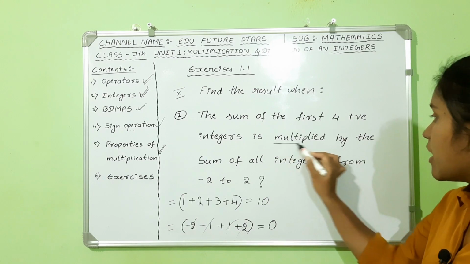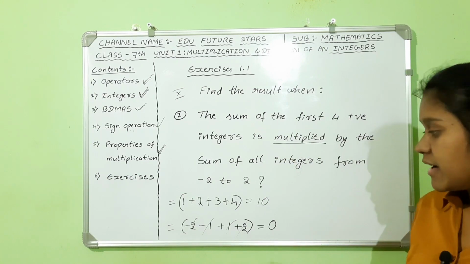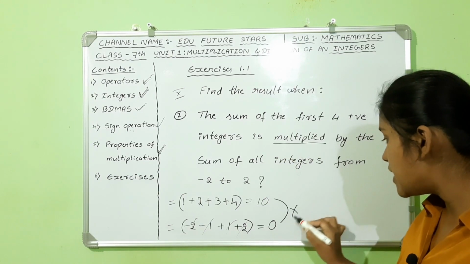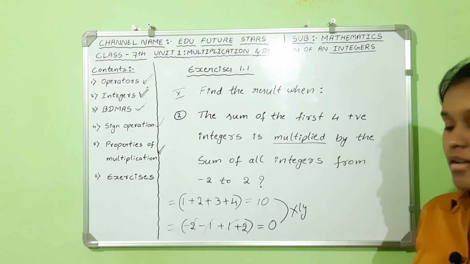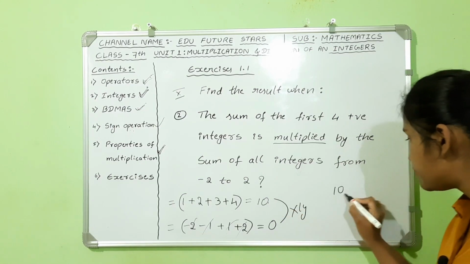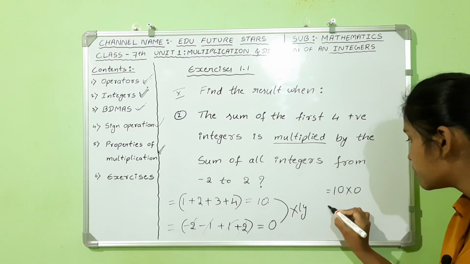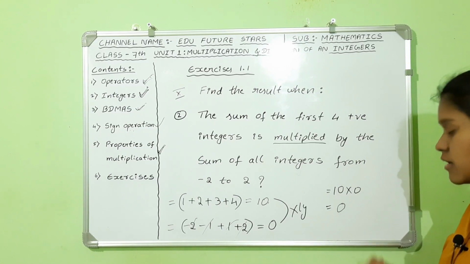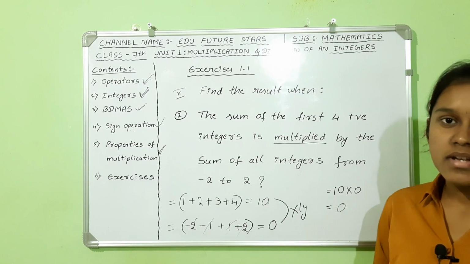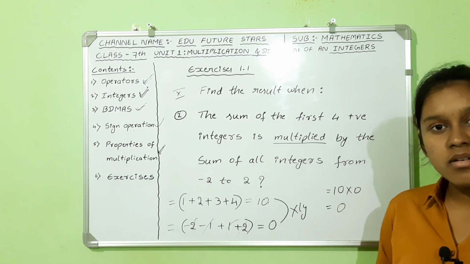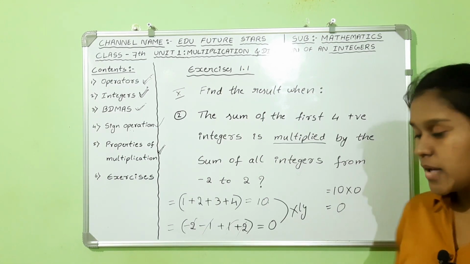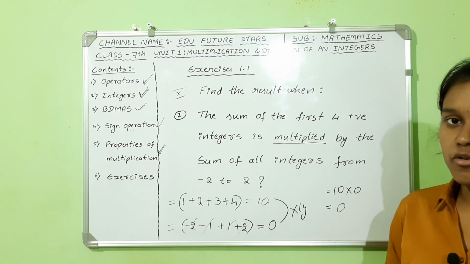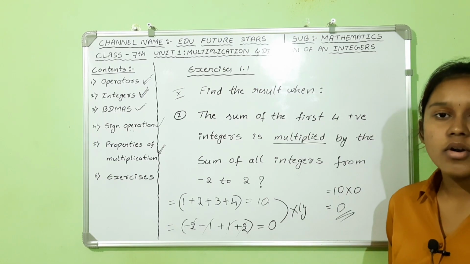They are telling us to multiply, right? So these two are multiplied, correct? 10 into 0. 10 into 0 is what? 0. We saw this in the 0 property: 0 multiplied with anything gives 0 as the result. Okay. 10 into 0 is 0. This is our answer.